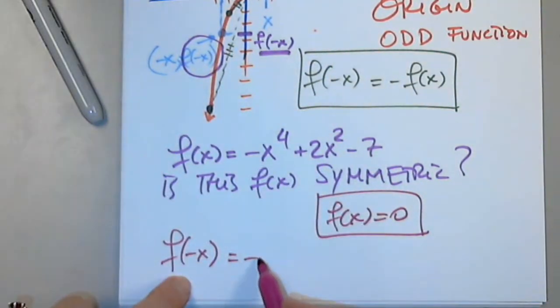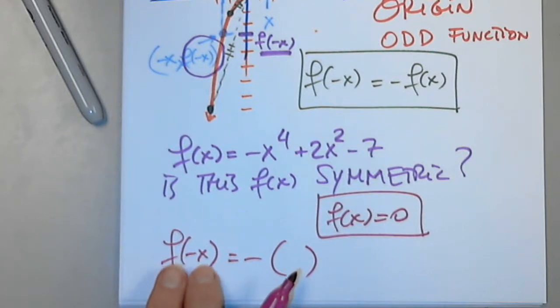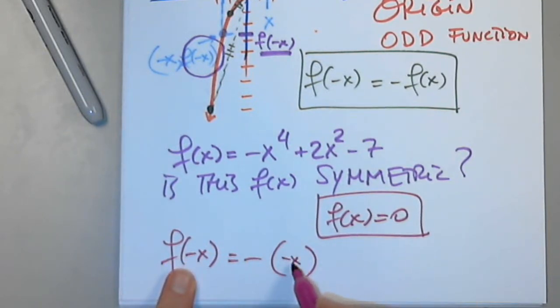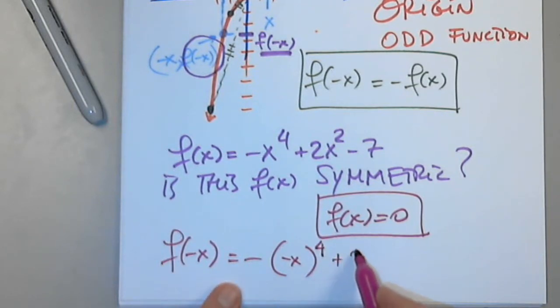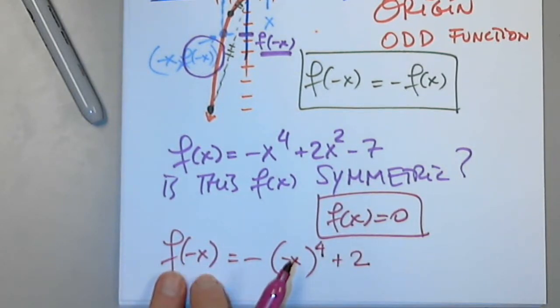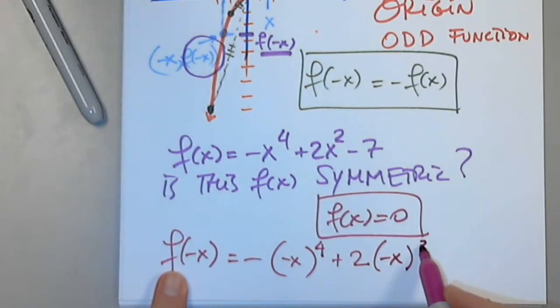I have to copy negative. In parentheses, I have to put, remember how to read a function, right? Negative x. Yes, negative x to the fourth plus 2 negative x squared, in parentheses squared, and minus 7. So this is the way we determine f of negative x. Acceptable, everyone? Yes, we see this?